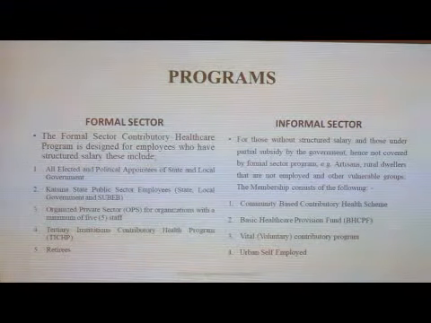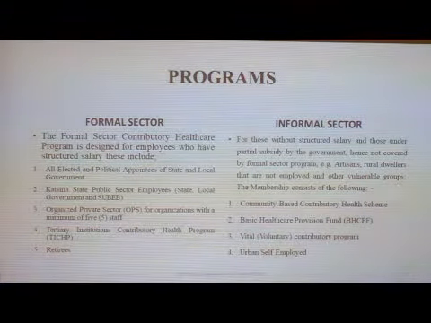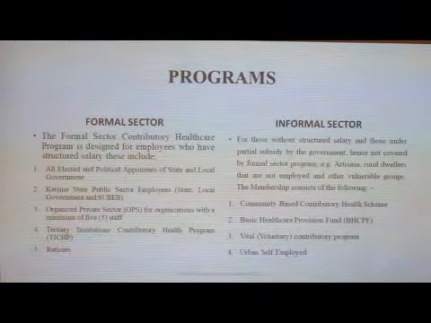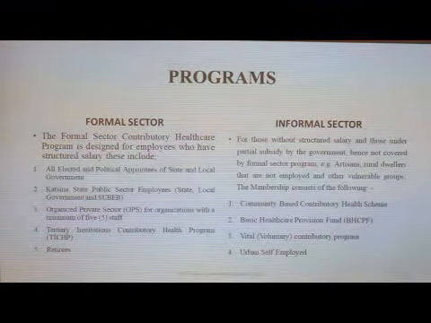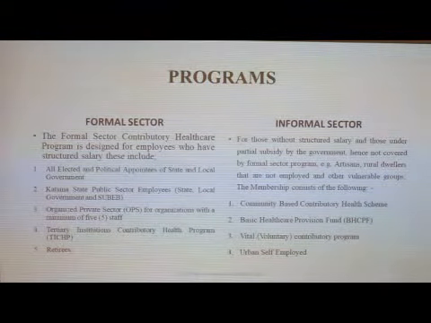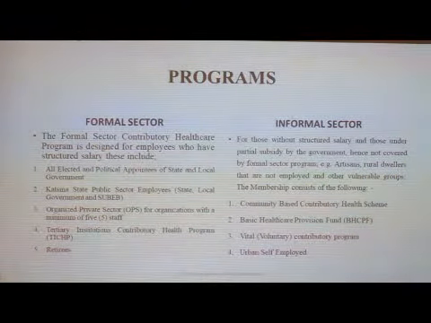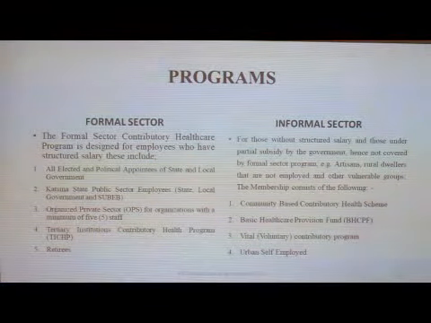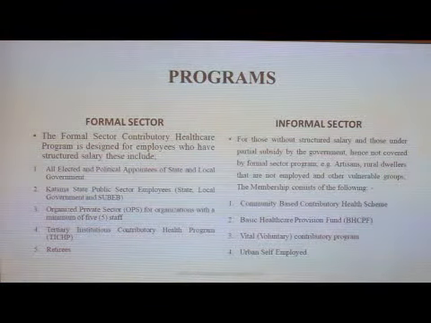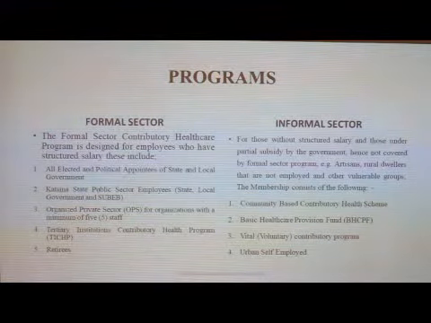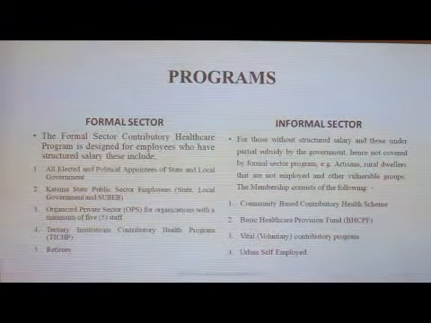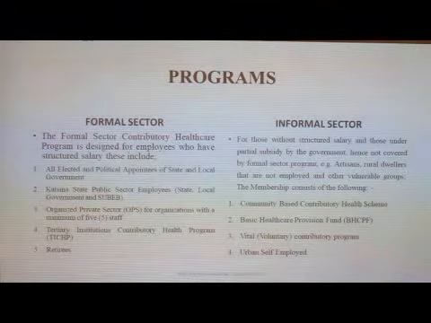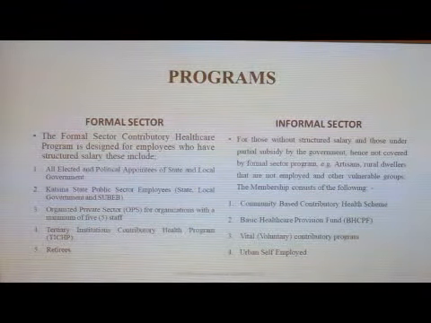The informal sector program comprises those without a structured salary and those under partial subsidy by the government, hence not covered by the formal sector program. Examples are artisans, rural dwellers that are not employed, and other vulnerable groups. The membership consists of the community-based contributory health scheme, basic healthcare provision fund, vital contributory program, and urban self-employed.